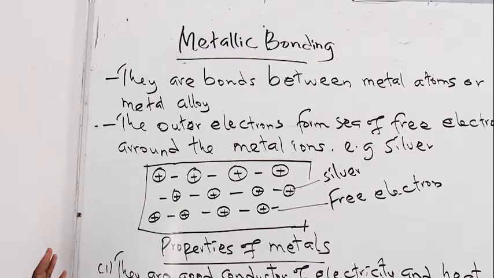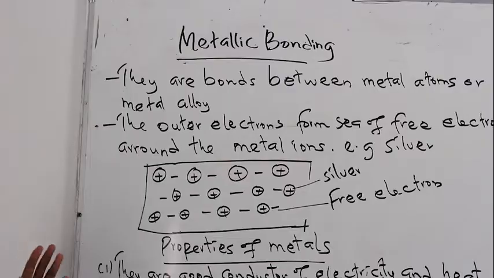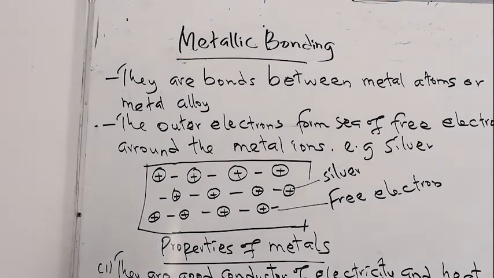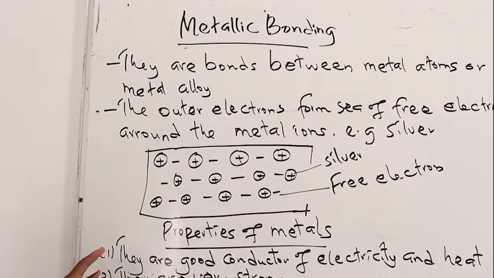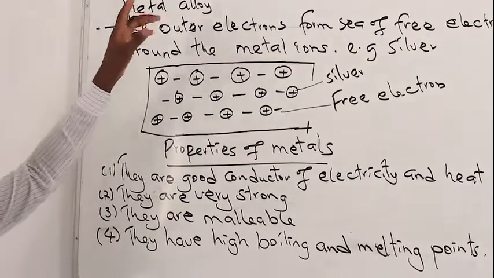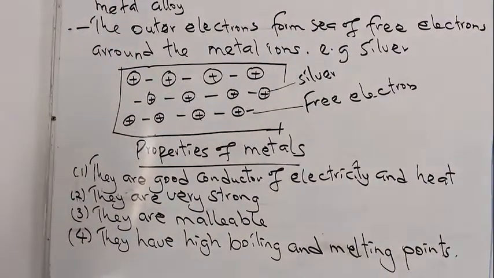Now, the major properties of metallic bonding. I think under properties of metals, we have looked at this from Form 2. In Form 2 and Form 1, there is an introduction about properties of metals. Then in Form 3, we also learned some properties of metals. Finally, in Form 4, this is the last part where we are going to talk about metals. So we are going to look at properties of metals depending on metallic bonding.